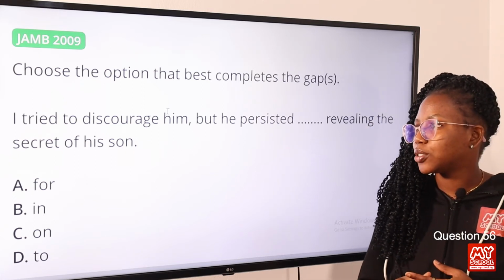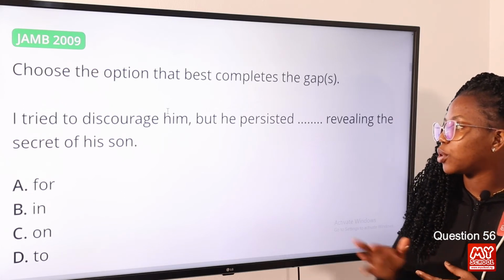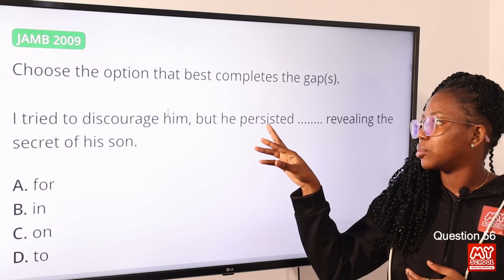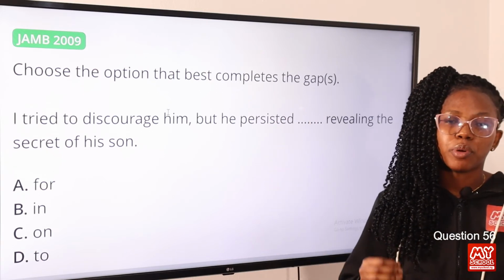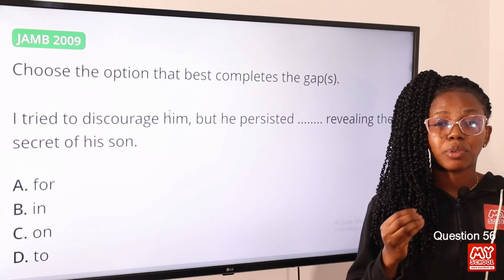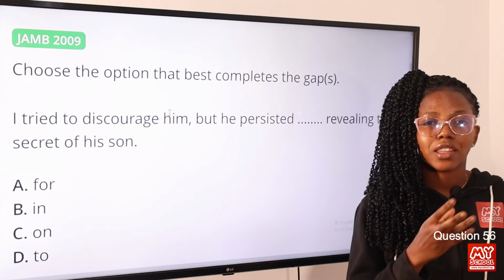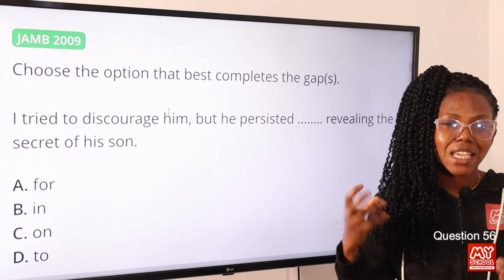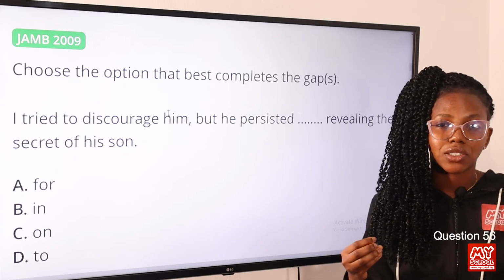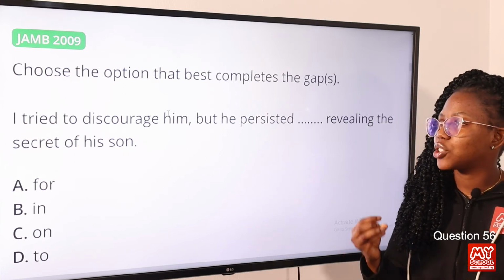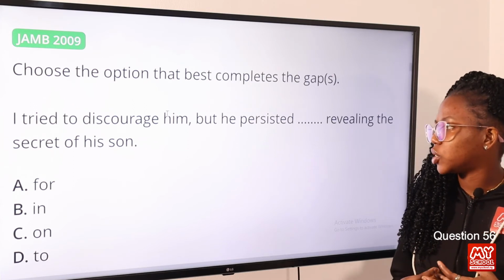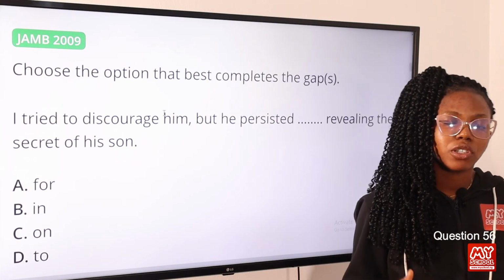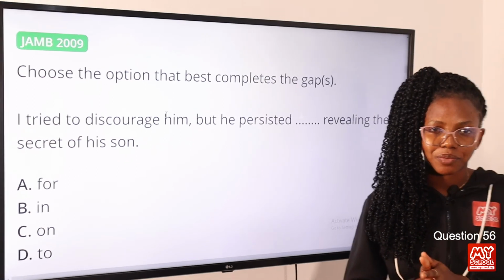Now in this question, when we look at the word preceding the item we are to fix, we see the word is a verb, persisted, and we think of prepositional verbs. There are certain prepositions that go together with certain verbs, and in this context, persisted will go with in. So we can say, I tried to discourage him, but he persisted in revealing the secret of his son. Option B, therefore, is the correct answer to this question.